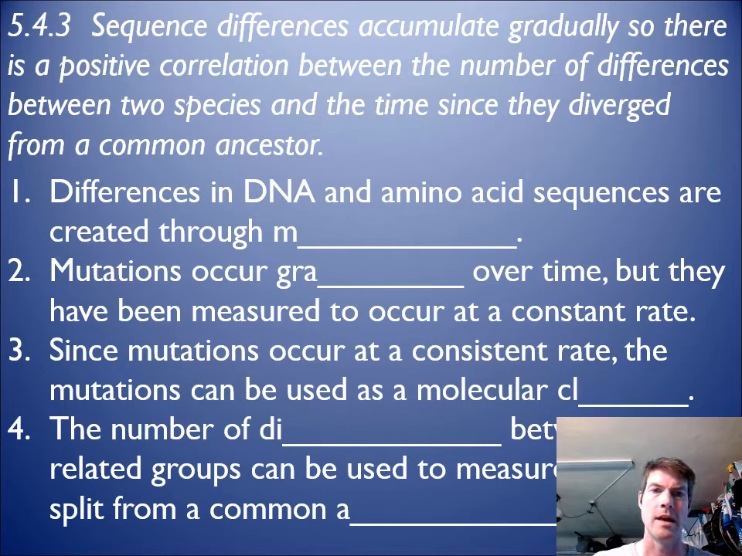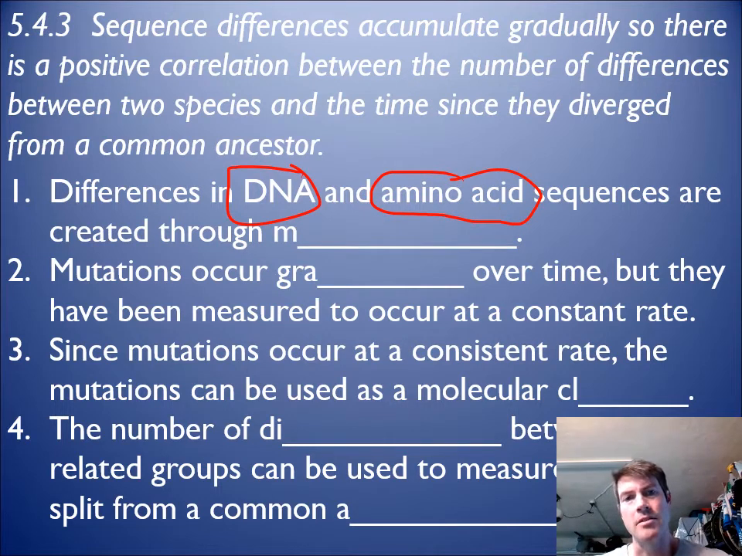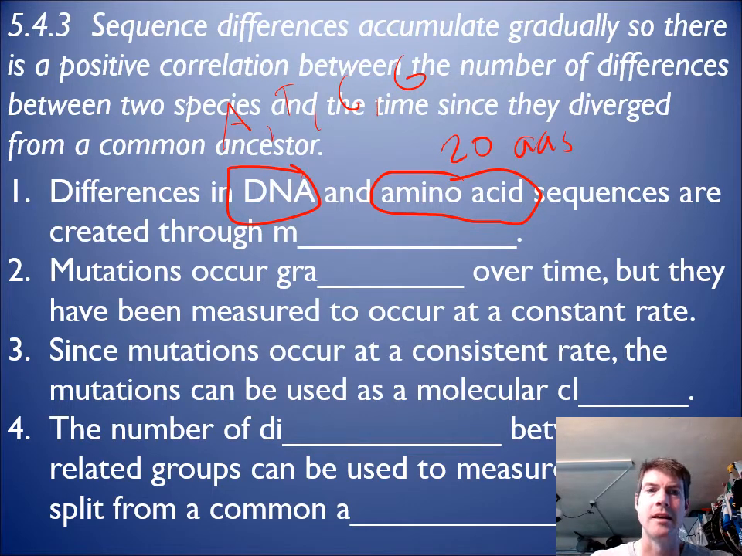Okay, so any kind of difference in DNA letter sequence, which, remember, A's, T's, C's, and G's, or amino acid sequence, remember there's 20 different amino acids, it all comes from mutations. So we have to have mutations to get any differences.